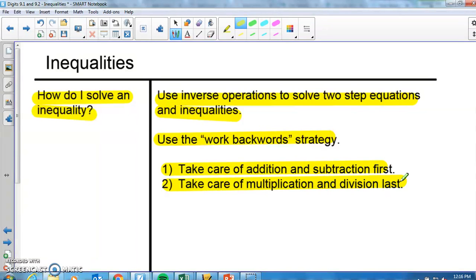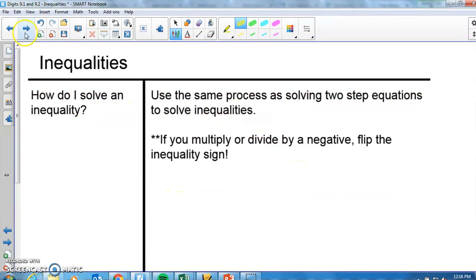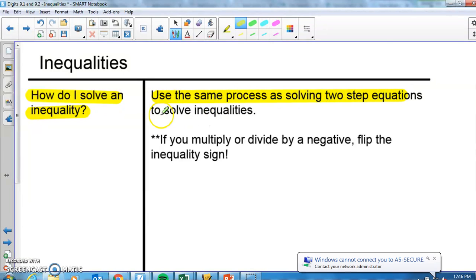So far, not really anything is new other than the fact that we talked about what an inequality is, less than, greater than, less than or equal to, greater than or equal to, and how we're going to solve these inequalities. We're going to do the same steps as we use for equations, adding and subtracting first, then multiplication and division second. All right, now how do we go about solving these inequalities? We're going to use the same process or steps as we did with solving two-step equations.